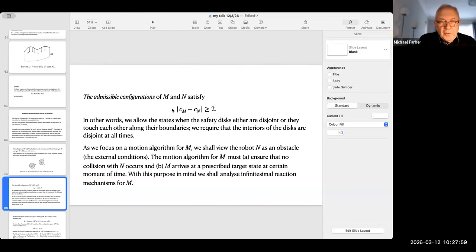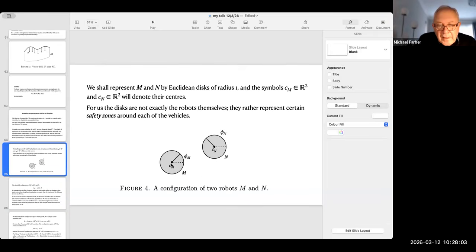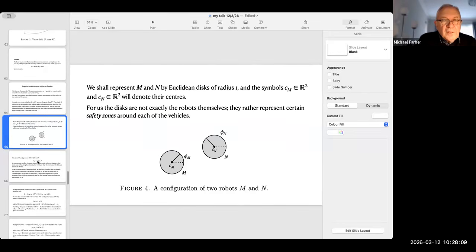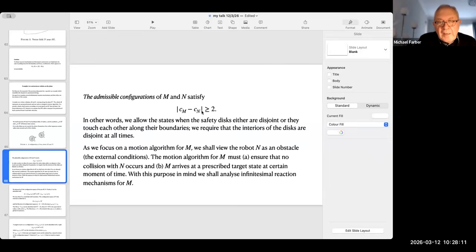So admissible configurations: Cm is the center of M, and Cn is the center of N. And admissible configurations are when the distance is at least 2, because otherwise they will collide. And if it is equal to 2, then they just touch each other.